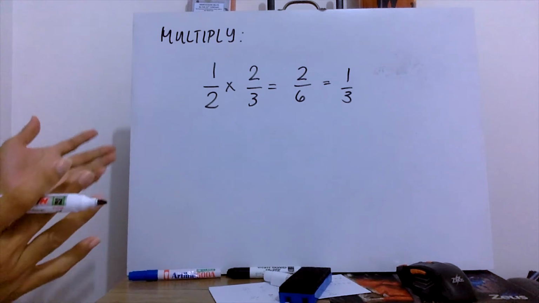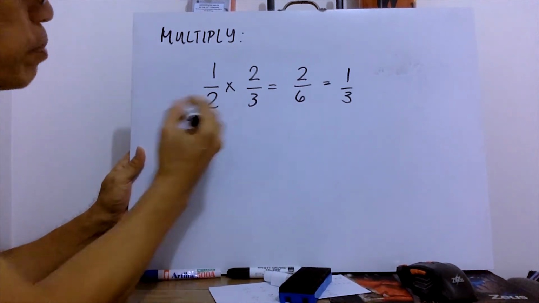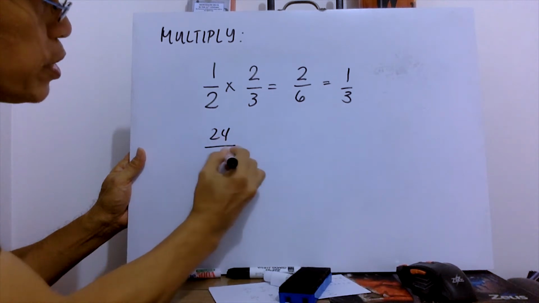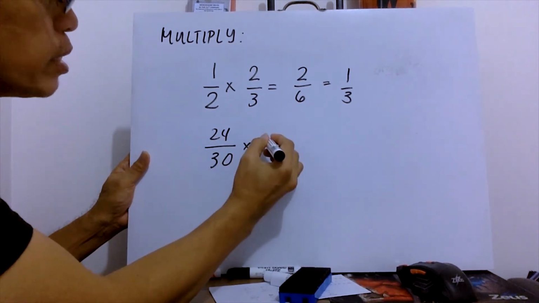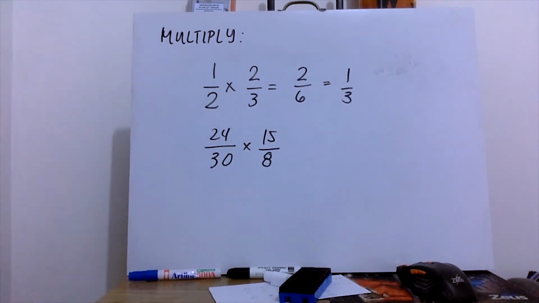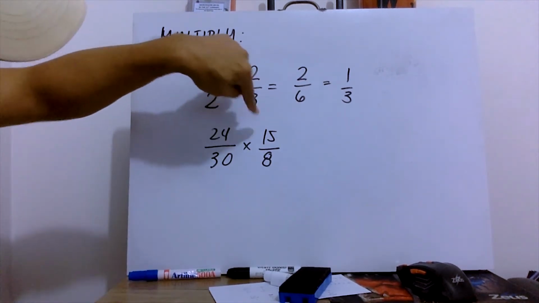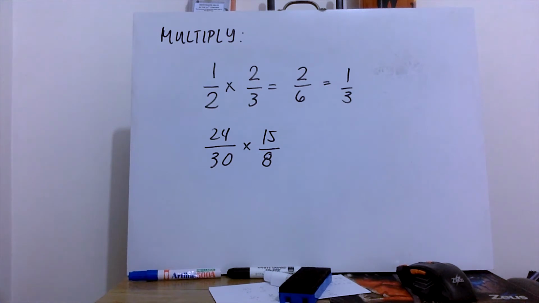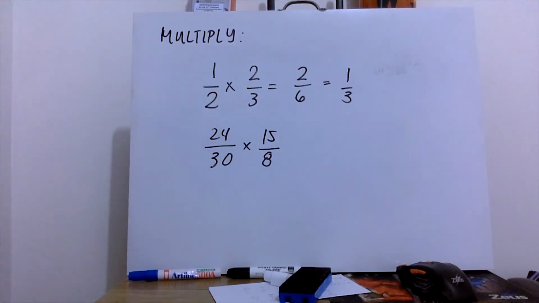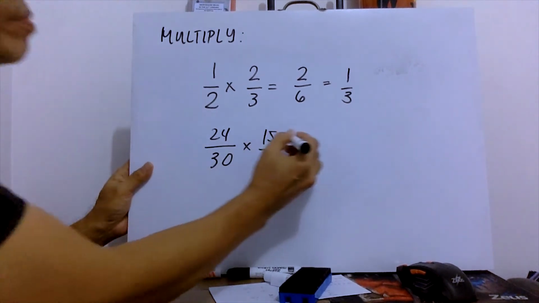Okay. For simple fractions, no problem. What if the fractions are complex? For example, 24 over 30 times 15 over 8. Are you going to multiply 24 and 15? Wow, it's going to take you a long time, right? So what I'm telling my students, we can make cancellations first. We simplify the fractions. Okay, how do we do that?